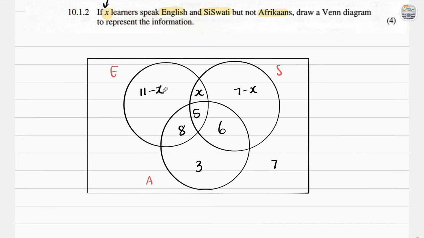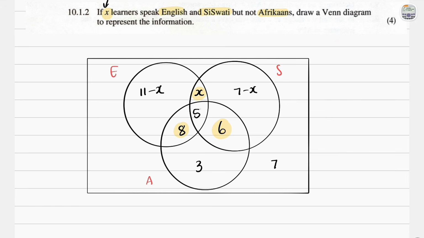If we look here, how many languages is spoken here? 1 language, and that's English only. But if we look here, this is an intersection of 2 languages. So that's English and Siswati. So we're going to include that. Now, what about here? This is Siswati and Afrikaans. So we're going to include that. And then 8, that's Afrikaans and English.